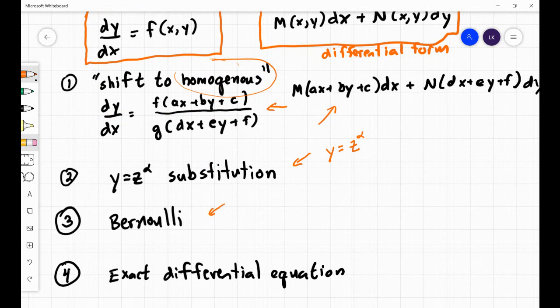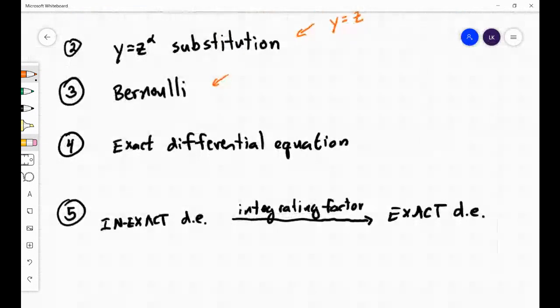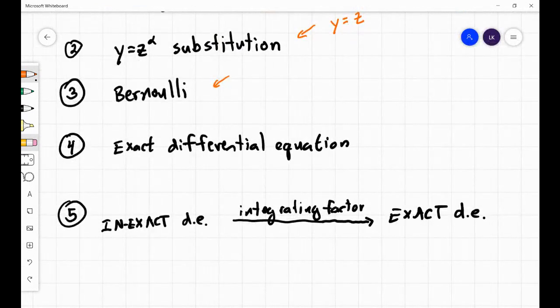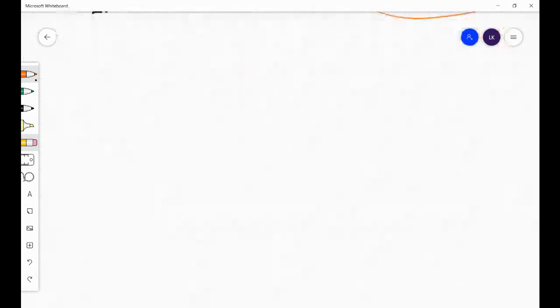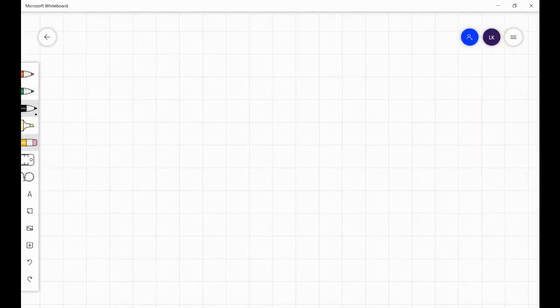We were going to review an example of a Bernoulli differential equation, and then we would go into exact differential equations, what those are, how to solve those, and then the complication, of course, is that maybe we have an inexact differential equation, but by using an integrating factor, which we'll define, we can turn it into an exact differential equation. So let us first see what we mean.